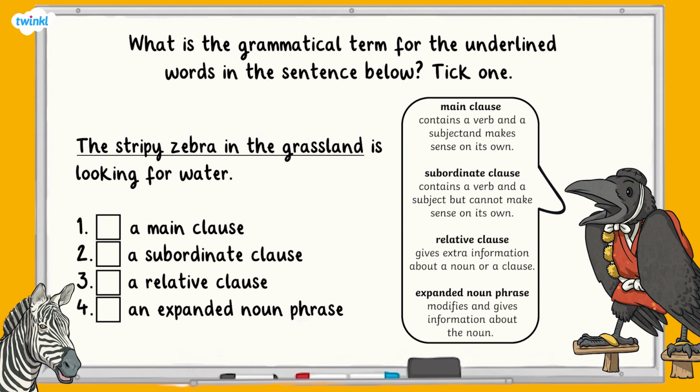Look closely at the underlined words here. There is a noun, zebra, and information about it, which includes a determiner, adjective, and prepositional phrase. The underlined words do not contain any verbs. Therefore, this is an expanded noun phrase.